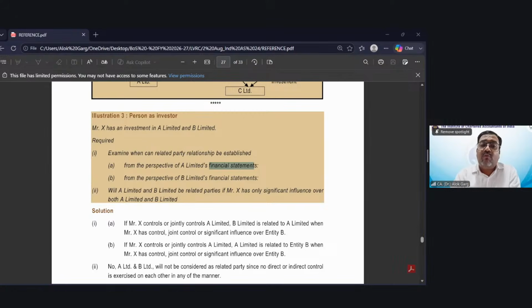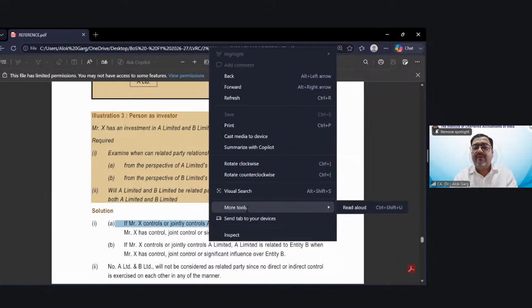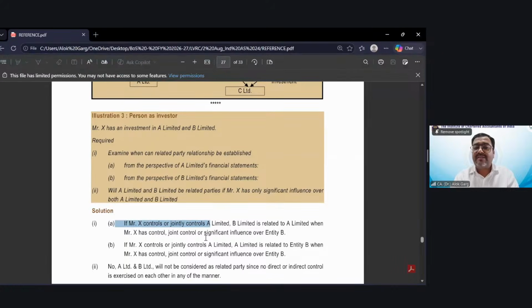So friends, when can a related party be established in the A Limited financial statement? If Mr. X controls or joint controls A Limited and B Limited, okay. If Mr. X controls or joint controls A Limited, then B Limited is related to A Limited when Mr. X has control, joint control, or significant influence over entity B. First of all, look from the entity perspective. Mr. X has an investment in A and B. So when will Mr. X become a related party? When Mr. X has control, joint control, significant influence, or is KMP. Then Mr. X is related to A Limited. Likewise for B Limited also the same.